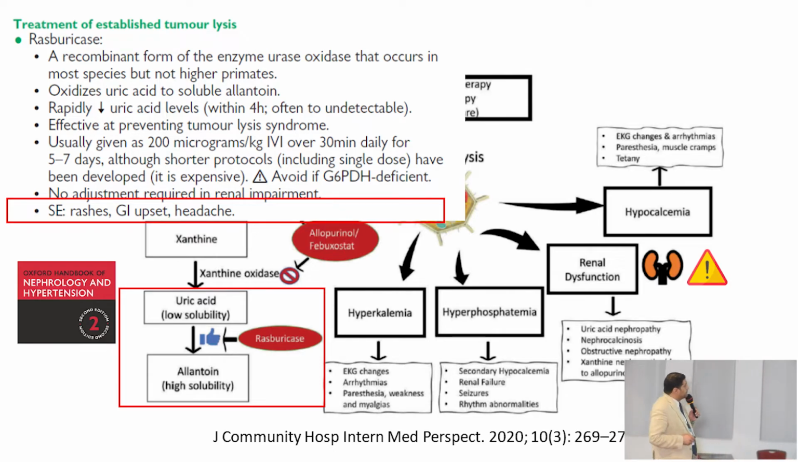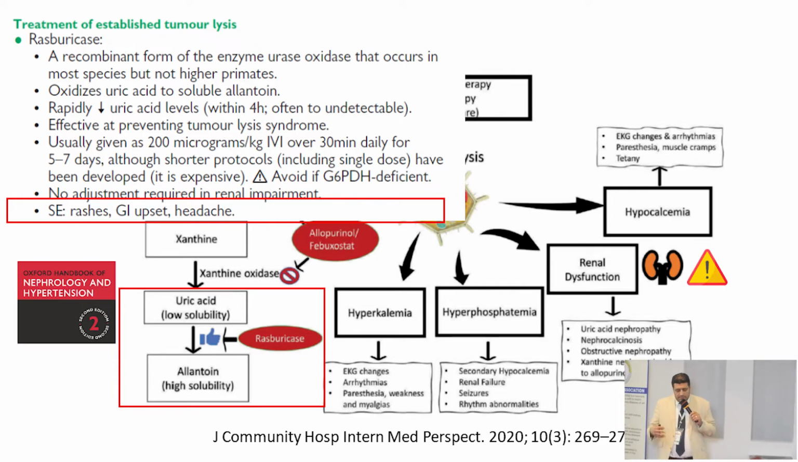Okay. What about rasburicase? It is a recombinant form of the enzyme urate oxidase that is present in most species, but it is not present in humans. It oxidizes uric acid to a soluble allantoin, and actually its effect is very rapid and very strong. It gets the uric acid down to undetectable within a very limited time, actually within 4 hours. In my site of work, we don't prescribe rasburicase as nephrologists. The hematologist or the oncologist have the experience and prescribe it, but really it is very effective. It is given in intravenous infusions. No dose adjustment is required in renal impairment. Its side effects are rash, GIT upset, and headache.